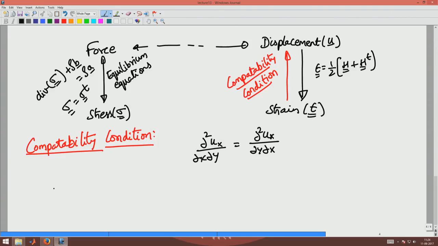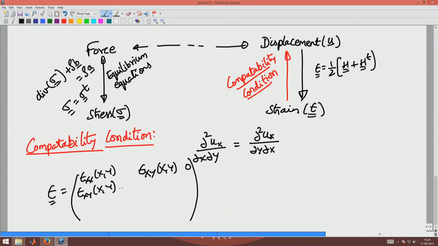To give you an idea, let us look at the plane strain case. Let us assume the strain is given by epsilon xx, a function of x comma y, epsilon xy, some function of x comma y, 0; epsilon xy, some function of x comma y, epsilon yy, some function of x comma y, 0; 0, 0, 0. Say I prescribe this epsilon xx, epsilon xy and epsilon yy. Now, from this prescription I have to be able to find the components of the displacement, ux and uy.